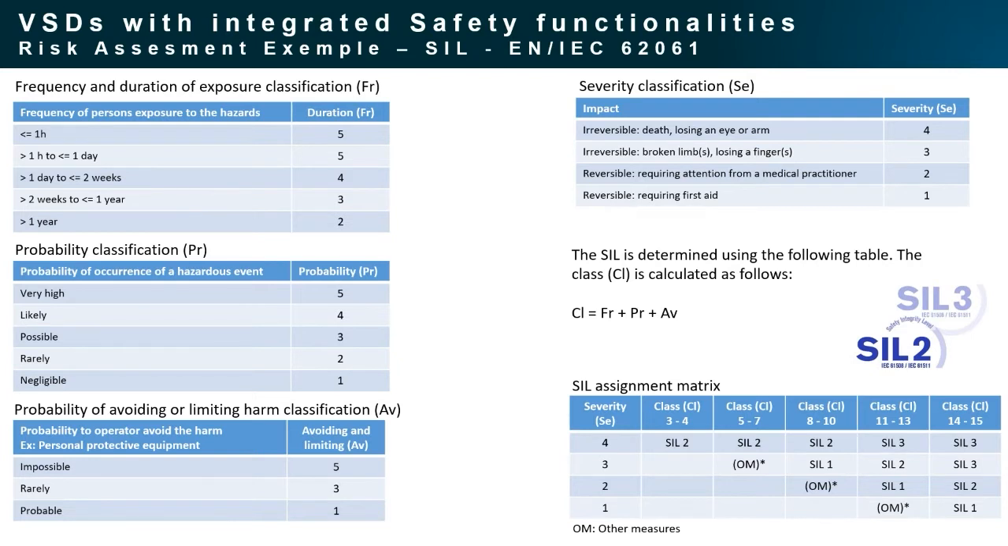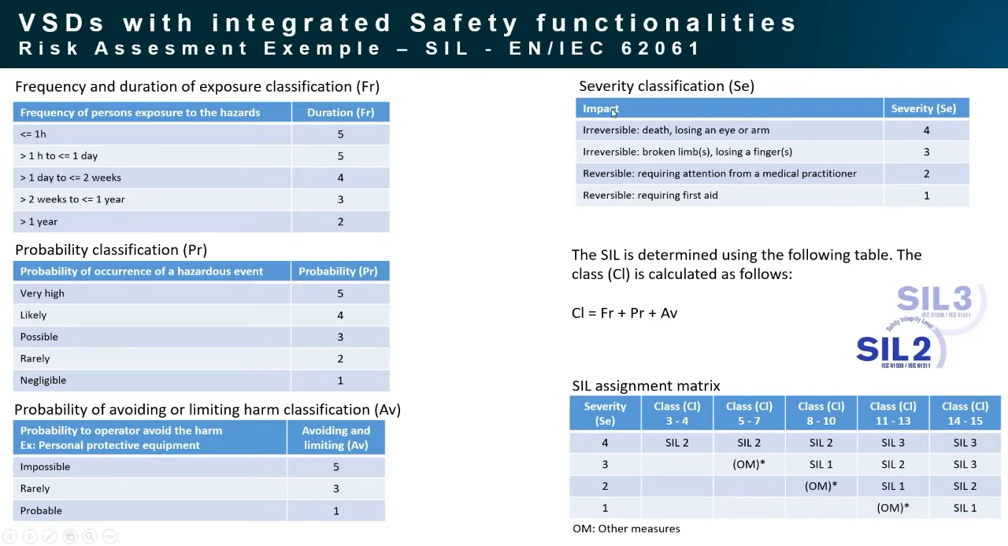hazard. Another one is the probability classification. It means the probability of occurrence of a hazardous event. Another one is the probability of avoiding or limiting the hazard classification. It means how the operator can avoid it. For example, using any kind of personal protective equipment or using other tools to reduce the risk.